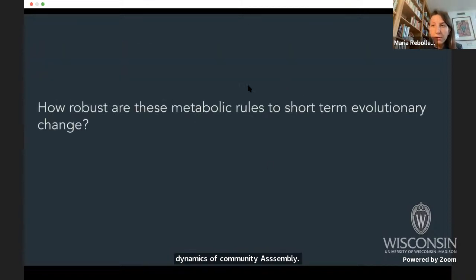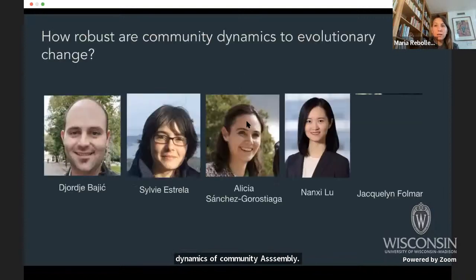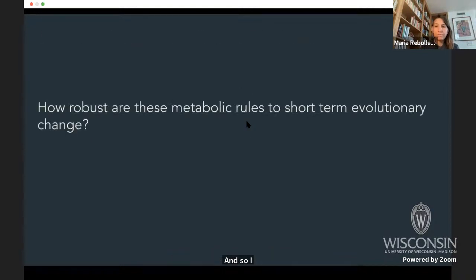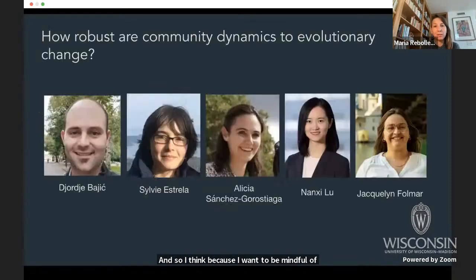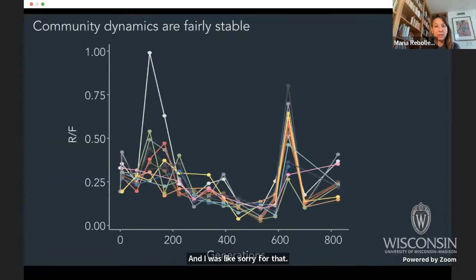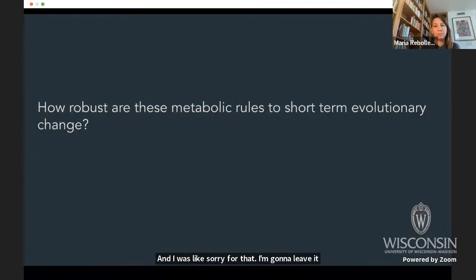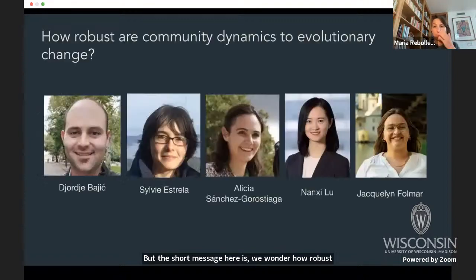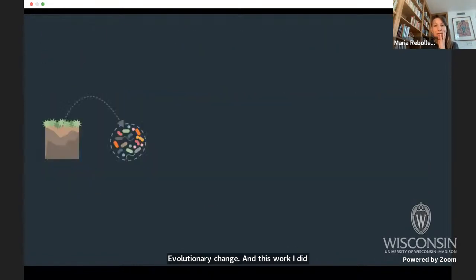And so I think, because I want to be mindful of everyone's time, and I was late for this, sorry for that, I'm gonna leave it here, but the short message here is we wonder how robust these metabolic rules would be to short-term evolutionary change. And this is work I did with these amazing collaborators.